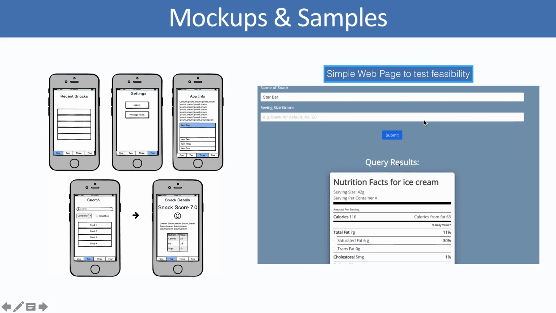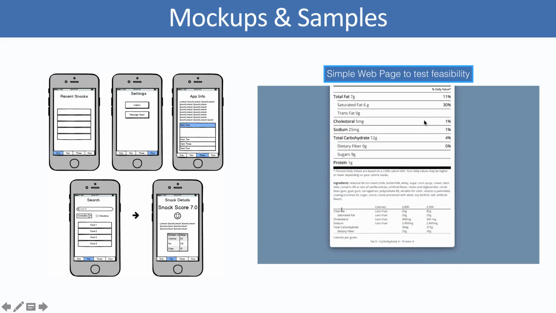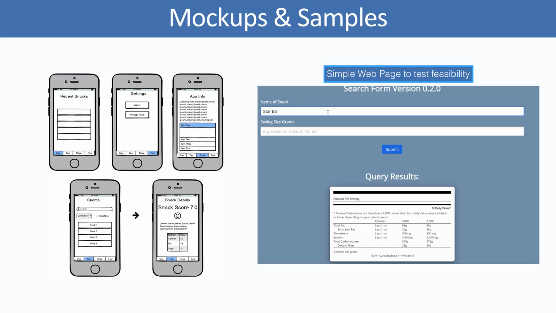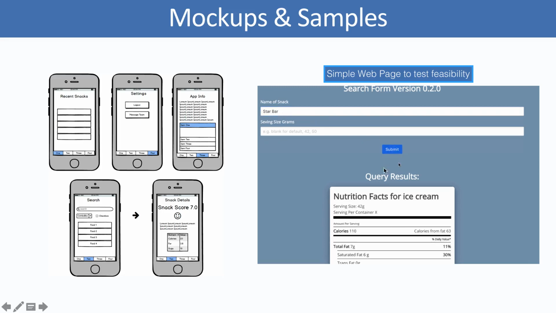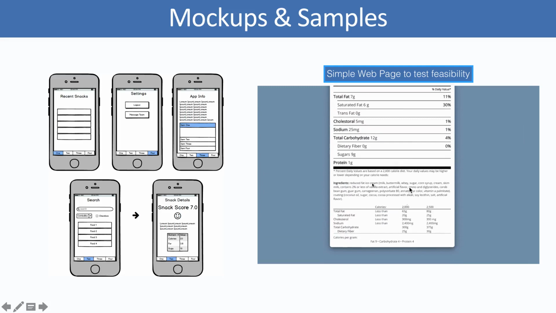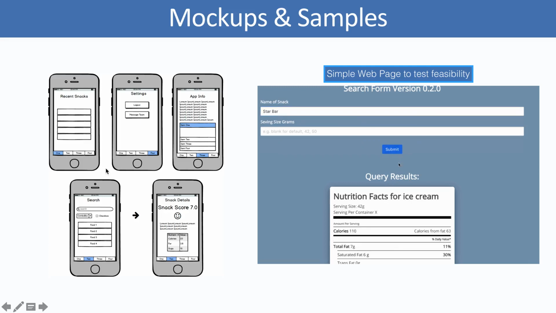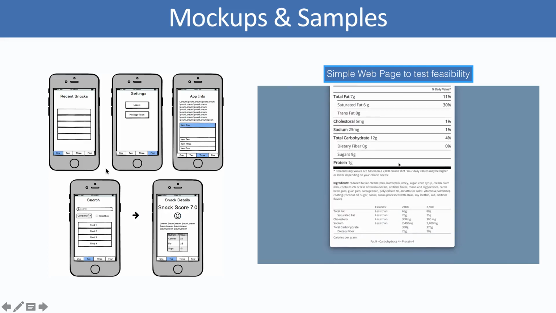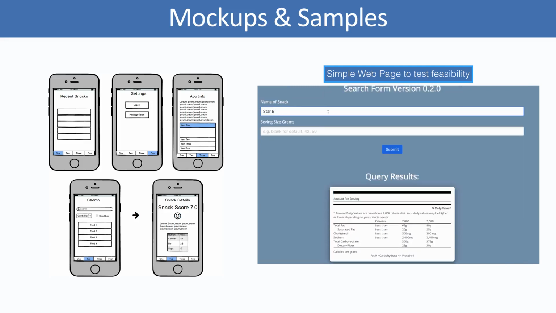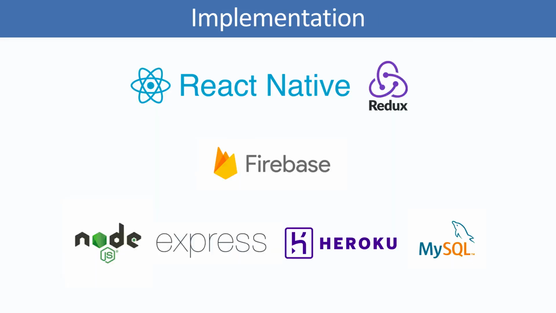To the right, you'll see one of our proof of concepts, which is a GIF of a simple web page to test feasibility. Here, you see a user inputs the name of a snack, and it generates an entire nutrition label for the snack. That was interfacing directly with the USDA API to show if this was possible, what kind of information we would get from the USDA. So this was very much a proof of concept of this application.